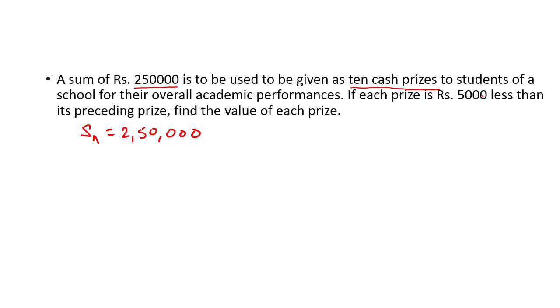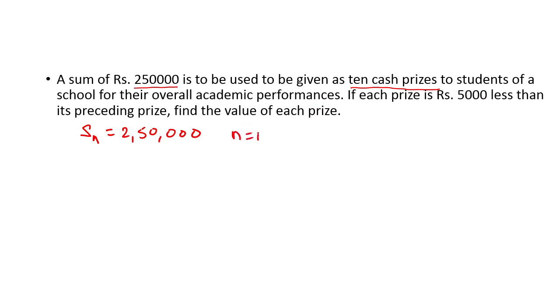Okay, so if the first prize is say 5,000, the next prize has to be 10,000. The next prize has to be 15,000. Then the next prize has to be 20,000. So they are all at a difference of 5,000 between consecutive terms. So it is like we have 10 numbers here which are in arithmetic progression with a common difference of 5,000.